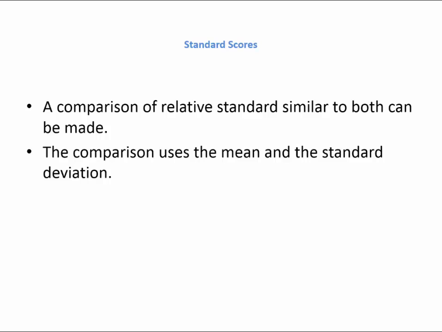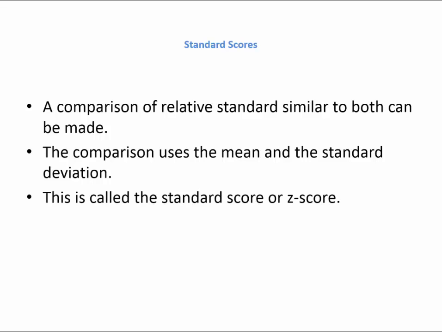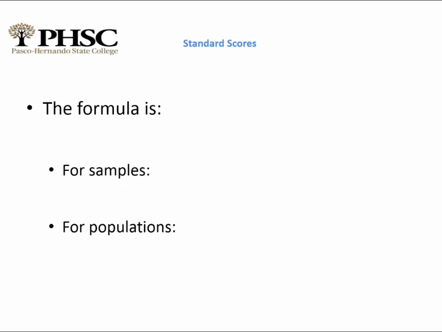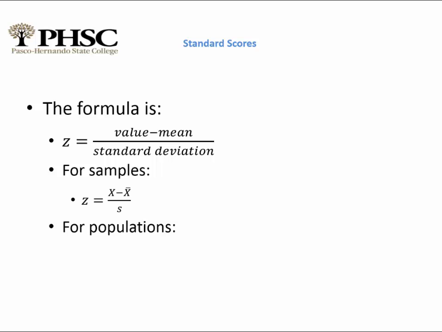Standard scores allow the comparison of relative standings, and the comparison uses the mean and the standard deviation from a particular data set. This is what we call the z-score. A z-score or standard score for a value is obtained by subtracting the mean from the value and then dividing by the standard deviation. So the formula is: z is equal to the value minus the mean, divided by the standard deviation. For samples, it would be x minus x bar divided by s, and for a population, it would be x minus mu divided by sigma.